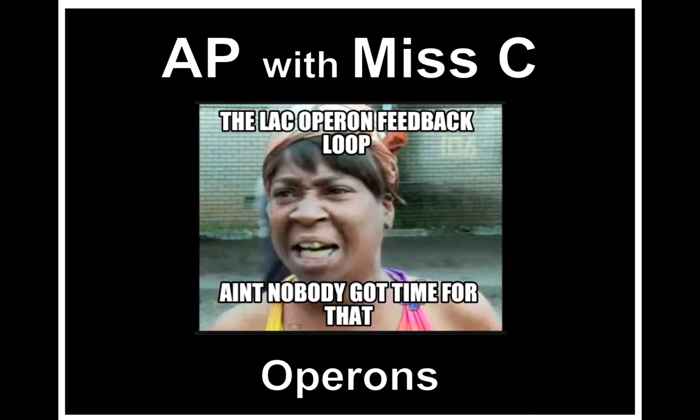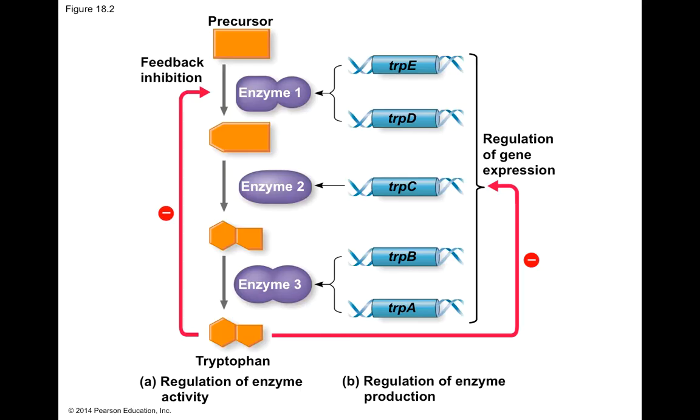So in this episode, we'll review a mechanism that allows bacteria to control gene expression. This is called the Operon model. So let's get started. Let's look at the production of the amino acid tryptophan. The pathway to make tryptophan from a precursor molecule involves 3 steps, each catalyzed by a different enzyme.